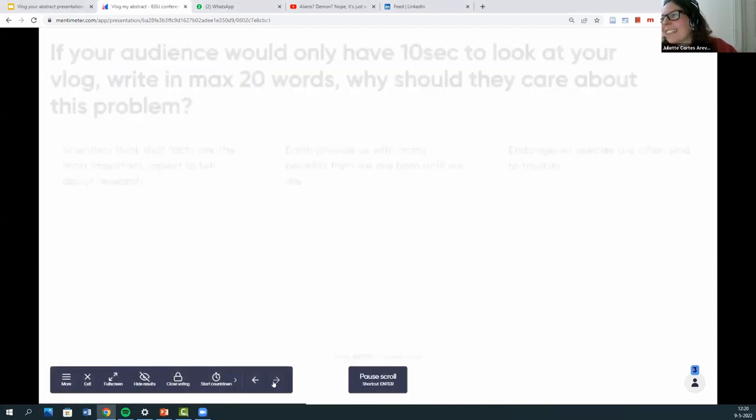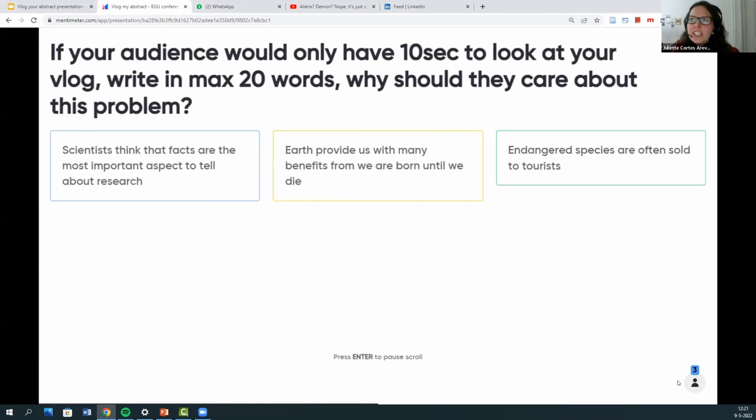Okay, next slide. So if your audience would only have 10 seconds to look at your blog, write in max 20 words why they should care about this problem. And then I give you the example. So Roland mentions that the scientists think that facts are the most important aspect to tell about their research.